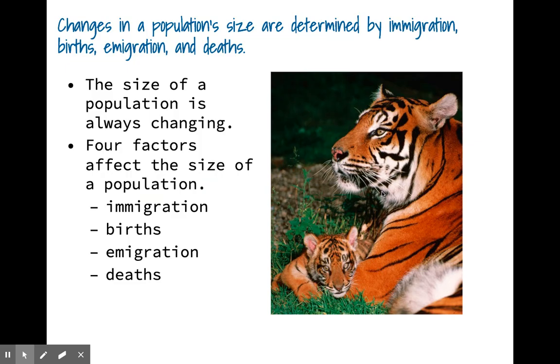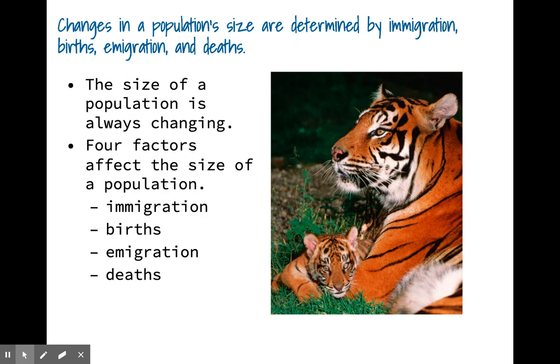Changes in a population size are determined by immigration, births, emigration, and deaths. The size of a population is always changing. There are four factors that affect the size of a population. We have immigration with an I, and that means organisms are coming into a community. We have birth rate, which adds a positive impact on the population size.